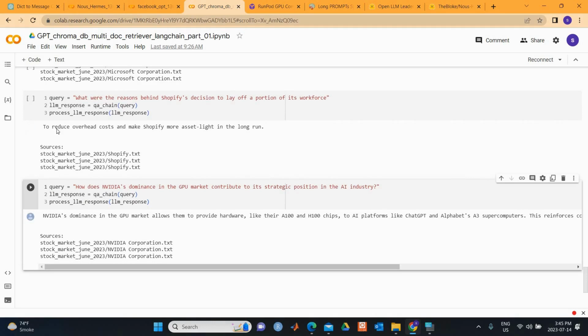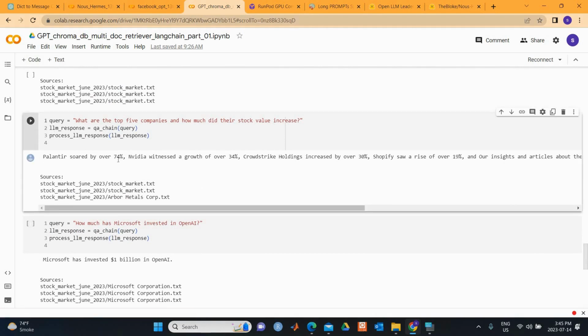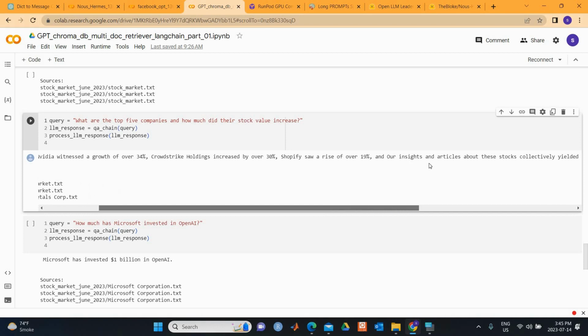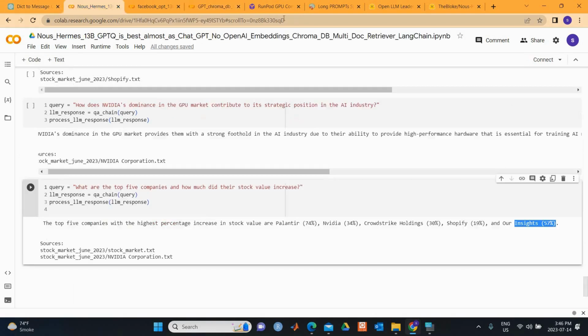So let's look at the response from the GPT and compare it. So here is the question. Okay, so this is the answer. So 74, and then we have NVIDIA 34%, CrowdStrike 30%, Shopify, and then it said these yielded remarkable returns. So I think the answer is fine. So this model is doing good, right? So this Hermes model is doing quite good.